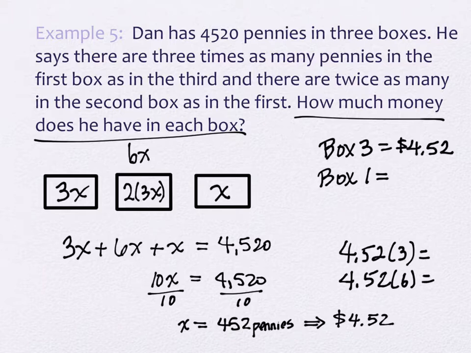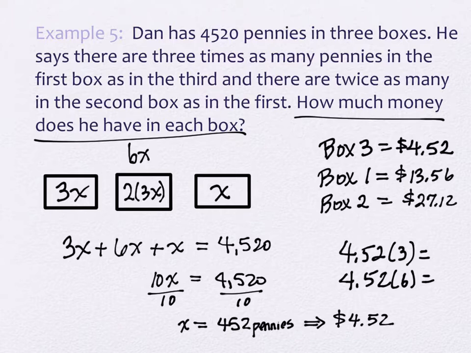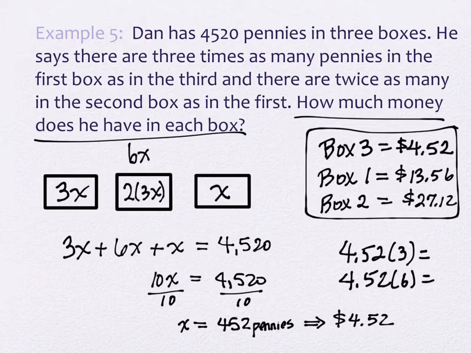So in box 1, 452 times 3, how much money will I have? 1356. And then in box 2, what will I have? $27.12. I agree. Okay, are we good?